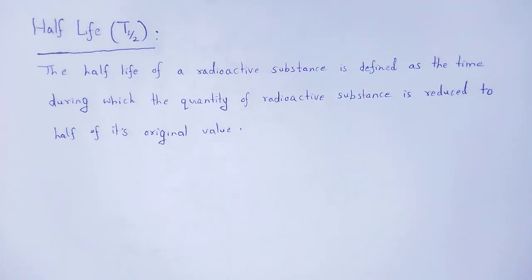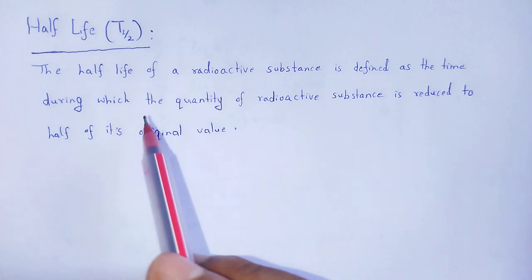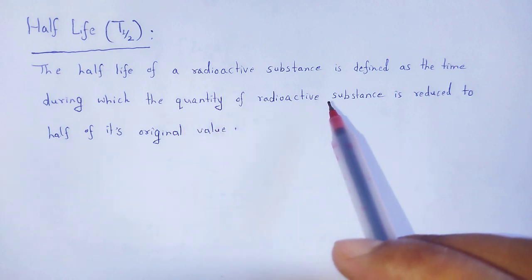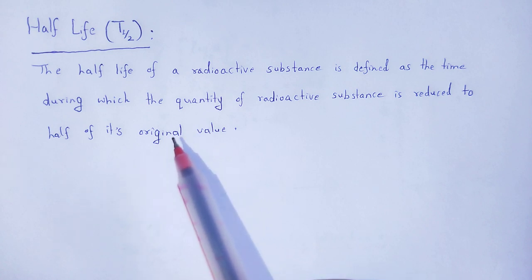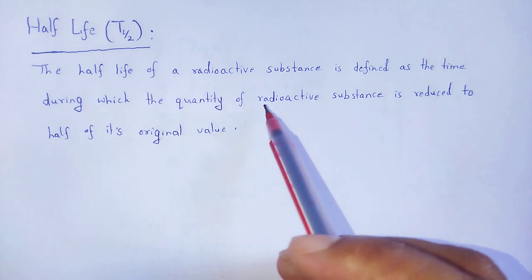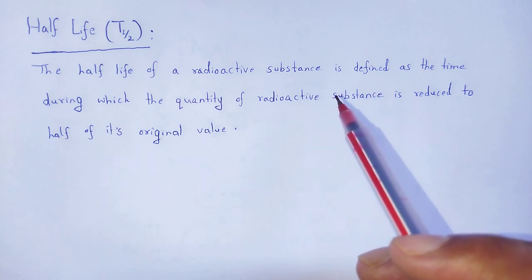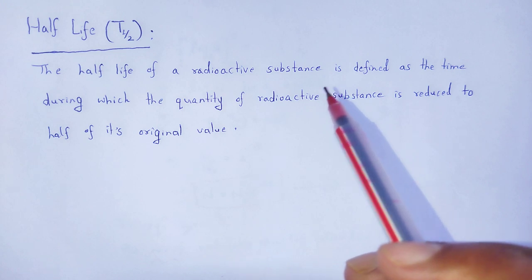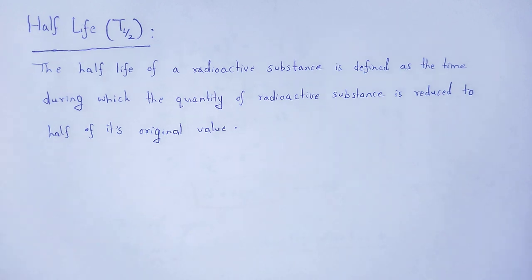Next, half life. What is half life? The half life of a radioactive substance is defined as the time during which the quantity of radioactive substance is reduced to half of its original value. The time required to reduce the radioactive substance to half of its original value is called half life. Mathematically, it can be easily calculated.